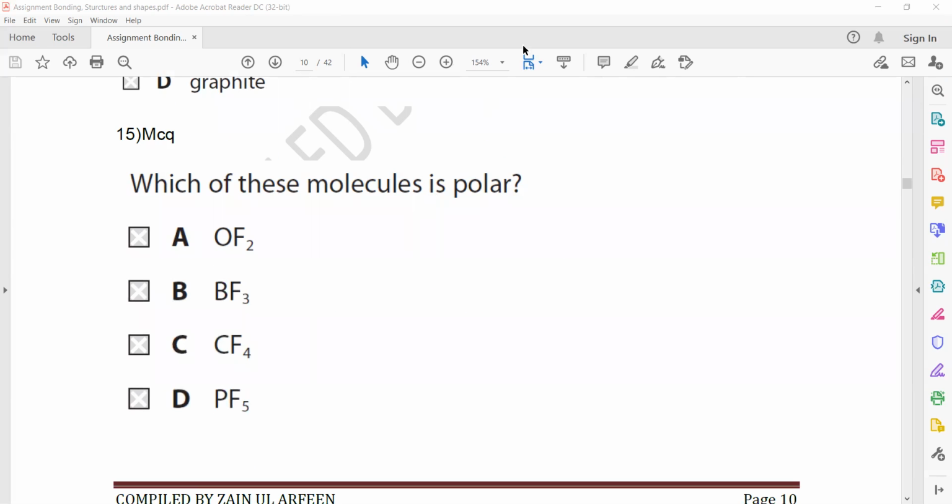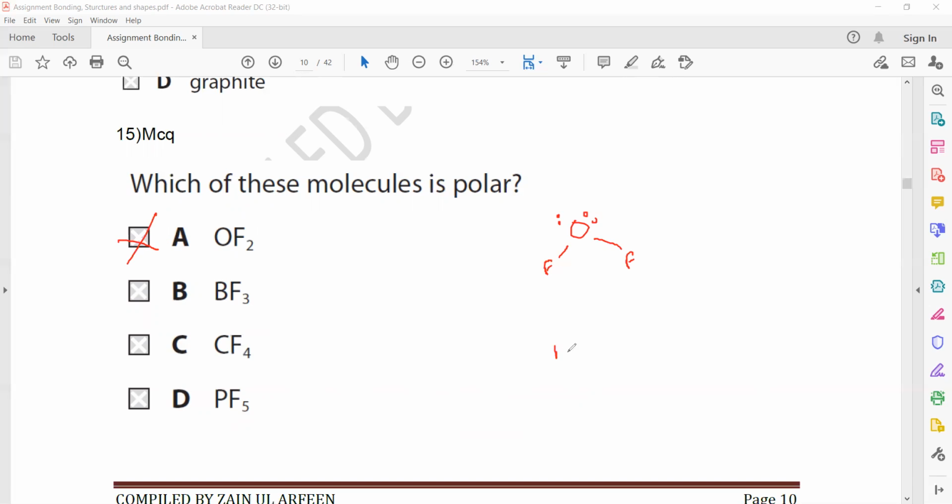Question 15, which of these molecules is polar? When we work out the molecule, because oxygen belongs to group 6, it will share 2 electrons and there are 2 lone pairs. Due to those lone pairs, there is a net dipole moment and that's why the molecule will be polar.